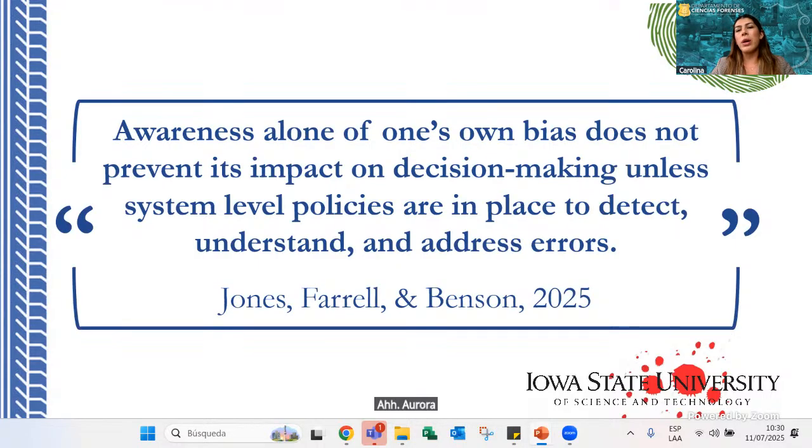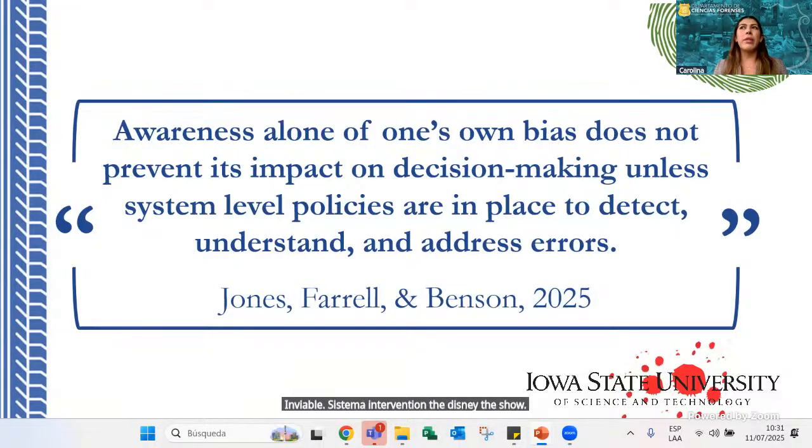Awareness alone of one's own bias does not prevent its impact on decision-making unless system-level policies are in place to detect, understand, and address errors. So this statement reflects the core reason behind our approach. This is like our why. This statement underscores a powerful idea for us and why being aware of our own biases is important. It's simply not enough to prevent them from affecting our decisions. So we all heard that awareness is the key, but in reality it's the systematic intervention that is needed.